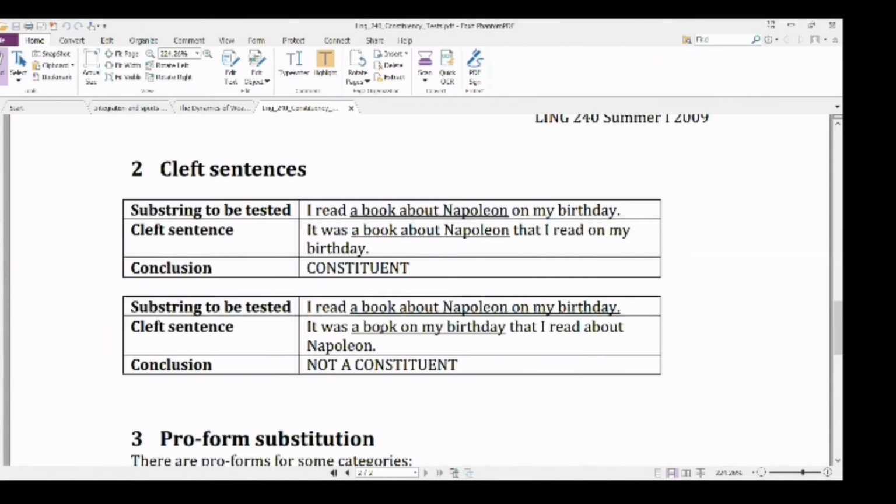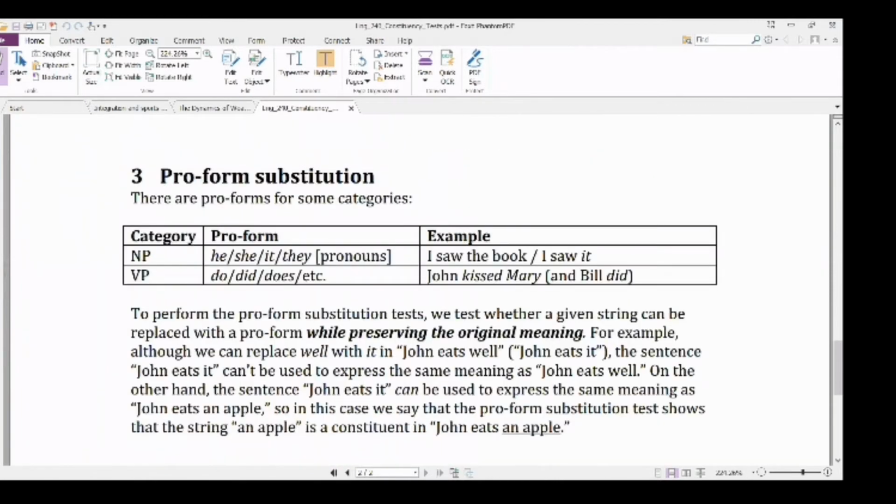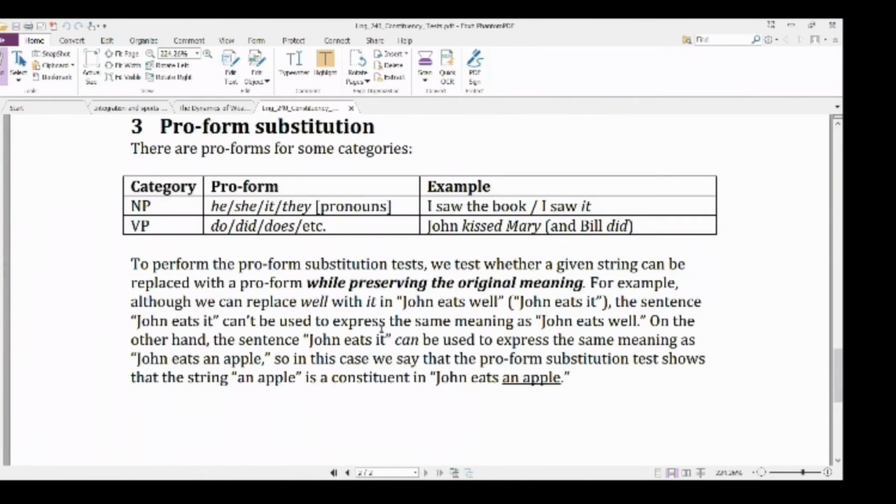Okay. I give you another example. How about the substring "a book about Napoleon on my birthday"? What did you read? The answer: "a book about Napoleon on my birthday." We cannot say this is a constituent. Why is it not a constituent? Because if we stop here, at "a book about Napoleon," that is a constituent.